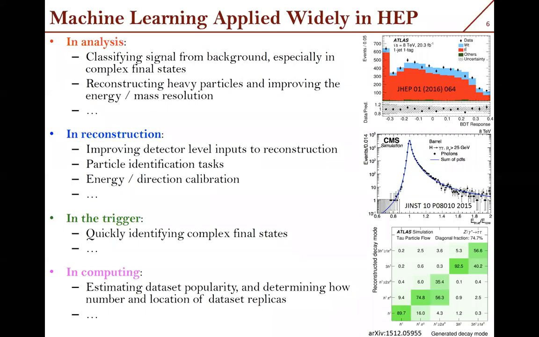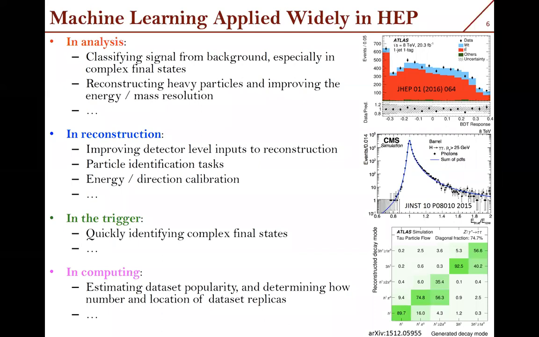Machine learning techniques have been used very widely in high energy physics, in so-called physics analysis, where mostly you are interested in finding what we call a needle in the haystack. There's a huge background and you are trying to find the signal, especially if you have a highly complex final state. And sometimes you have a heavy resonance and you want to get better mass resolution, energy resolution, and momentum resolution.